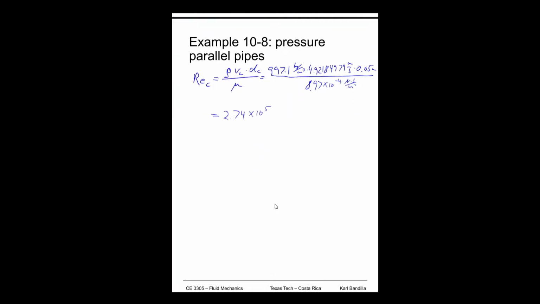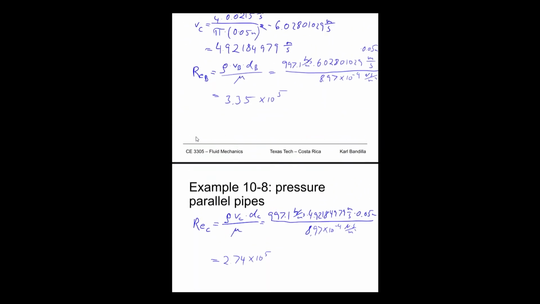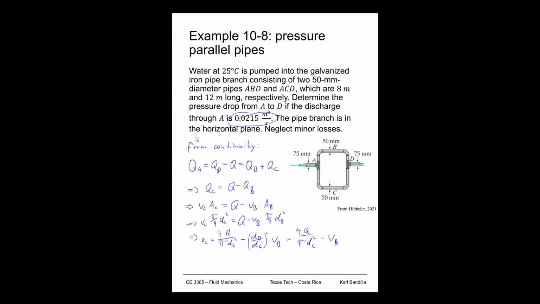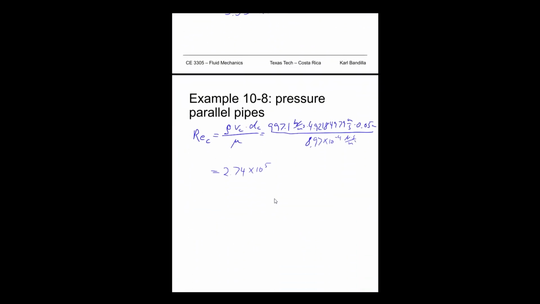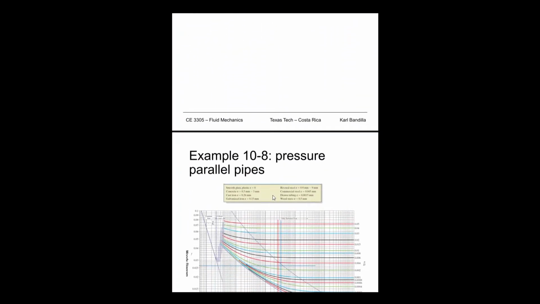Okay, both of these obviously are well above 2,300, so we're definitely in the turbulent flow regime. So that means we'll have to use our Moody diagram. Now our pipe, what type of pipes do we have? We have galvanized iron. So we go to our Moody diagram and look up galvanized iron. Epsilon is 0.15, right there.